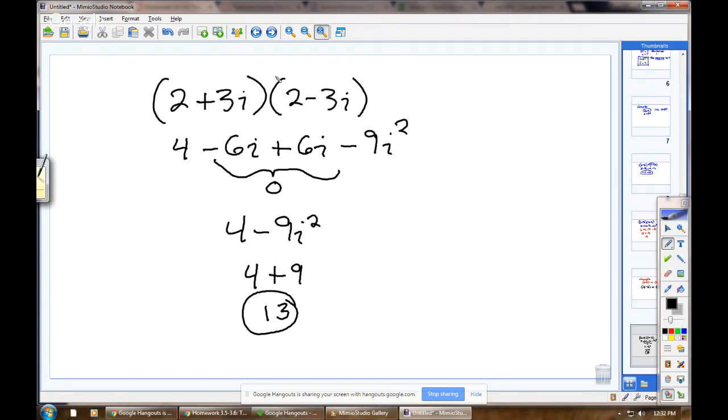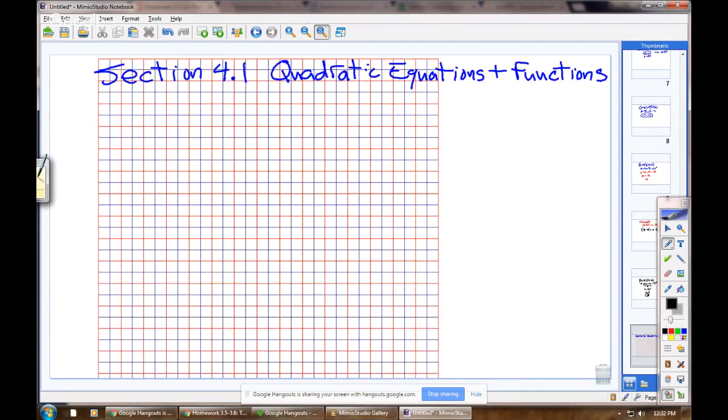So complex arithmetic you're going to get to play with in sections 3.7 and 3.8. Then you're going to move on to section 4.1 in chapter 4, quadratic stuff. So quadratics are things like y equals x squared. Anytime you have a square variable in there somewhere, it's a quadratic.